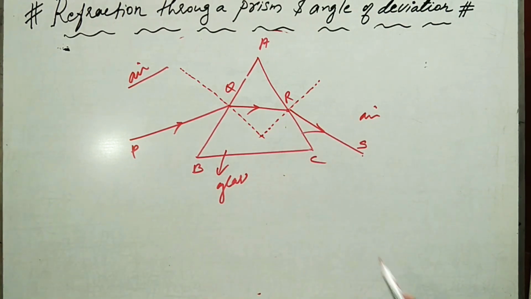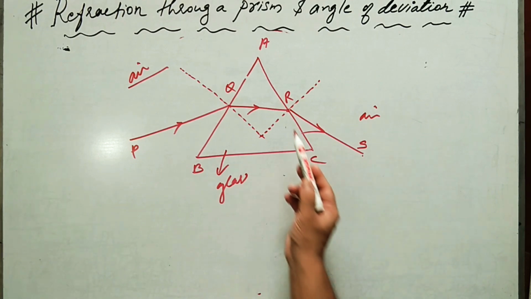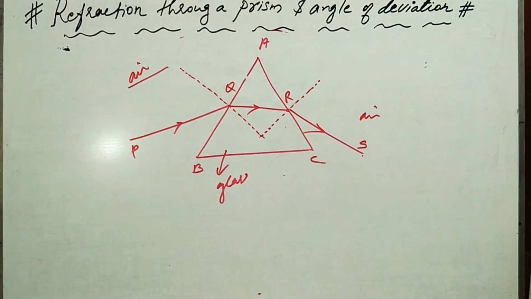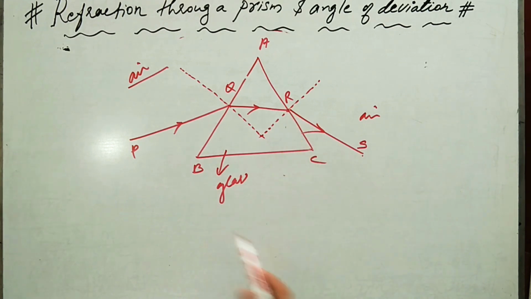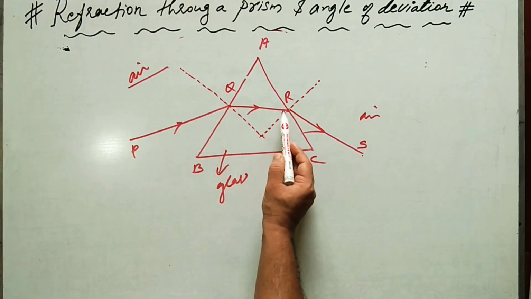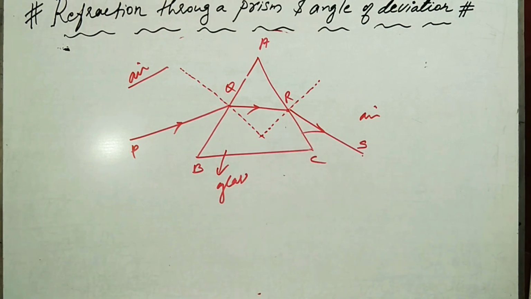RS is known as the emergent ray. Of course, RS is also a refracted ray, but when we say it, we say that it is an emergent ray. So PQ is the incident ray, QR is the refracted ray, and RS is the emergent ray.